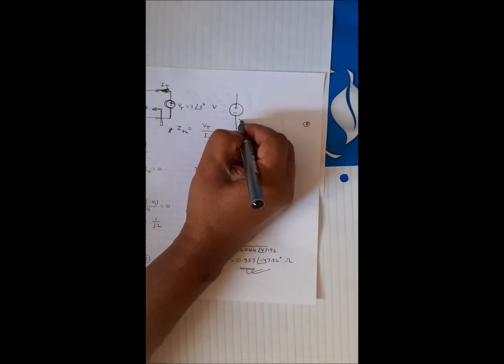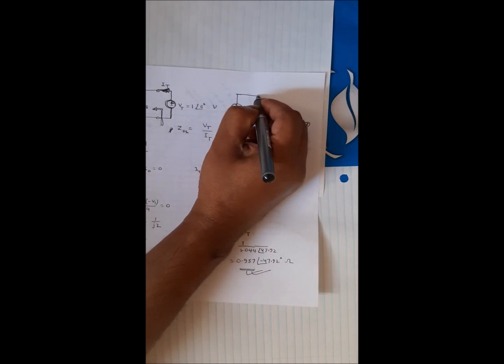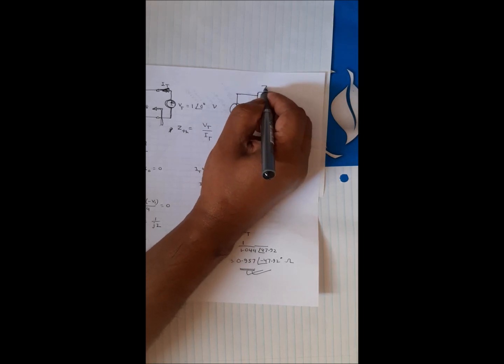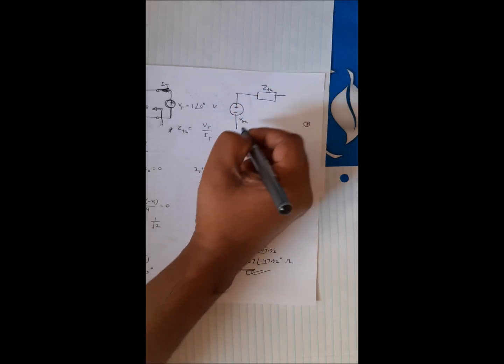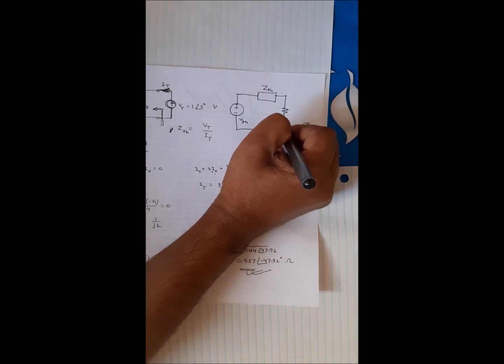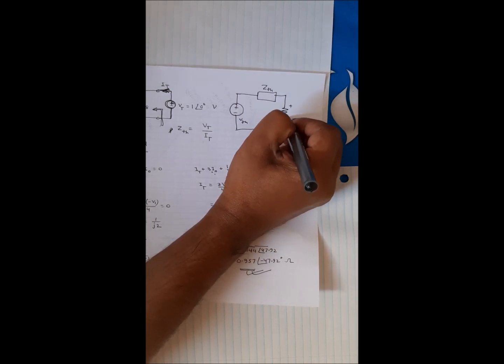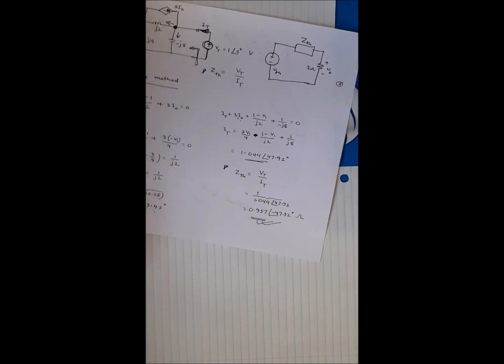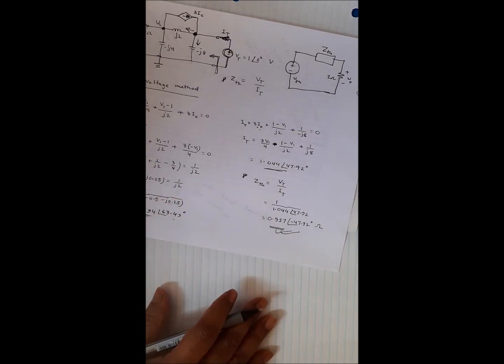So you can easily come up with the Thevenin equivalent circuit. So this will be your V Thevenin, and this is your Z Thevenin, and this is your 2 ohms resistor and VO. So now we got VO.